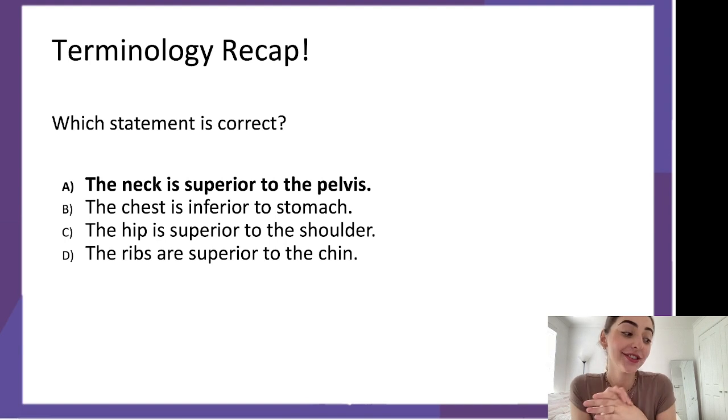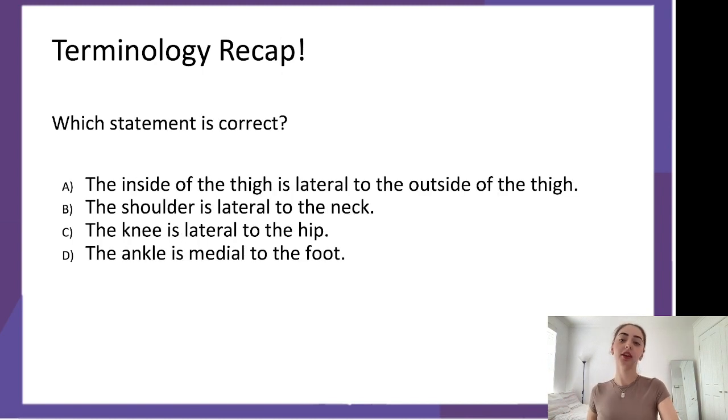Okay, so correct answer is A. Remember, if something is superior, it means higher, towards the top of your head. The neck is obviously higher than the pelvis. The chest is not inferior to the stomach. Inferior means below. The chest is not below the stomach. The hip is not superior, above the shoulder. And the ribs are not higher than the chin, okay?